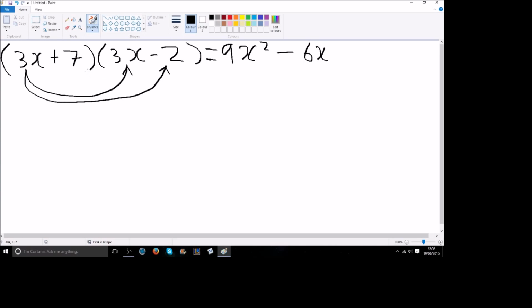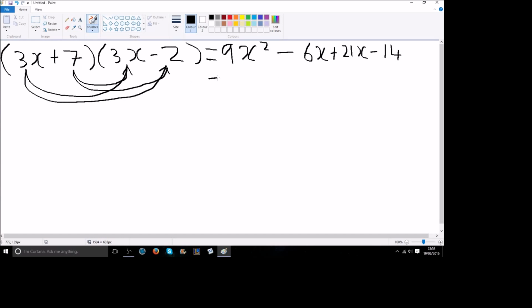The next part you need to do, just like the first part where we did this times this, is 7 times 3x. And then after we do that, just like the previous bit, we need to do 7 times minus 2. The first part is 7 times 3x. This is going to give us plus 21x. Now the next part is 7 times minus 2. You should know it's going to be a minus because positive times negative is negative. 7 times 2 is 14, so we're going to write minus 14 here.